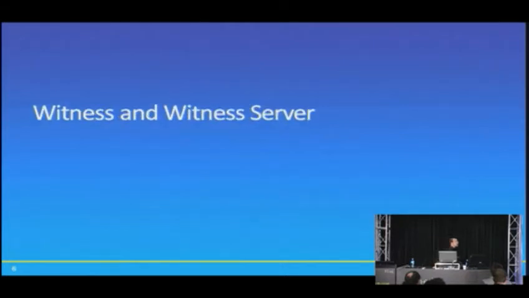Now let's talk about the witness and the witness server. Again, these are not new concepts. They come from the majority node set cluster quorum model. And in fact, in 2007, we had something similar. We just called it the file share witness. We were using the actual cluster name for that.